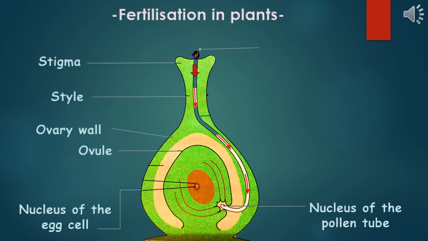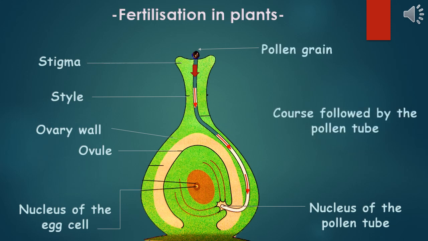Then try to identify the pollen grain which has deposited on the stigma. Of course, you can see it. Then you can label the pollen tube which has grown through the style, and then the egg cell which is there inside the ovule. Then, as I have shown in the picture, you can label the nucleus of the pollen tube and then the nucleus of the egg cell.